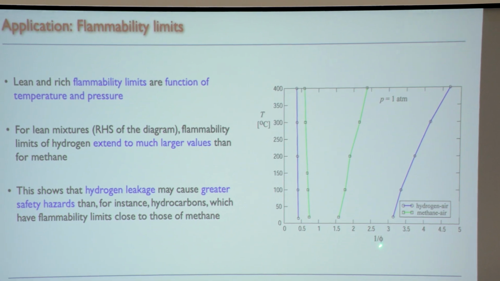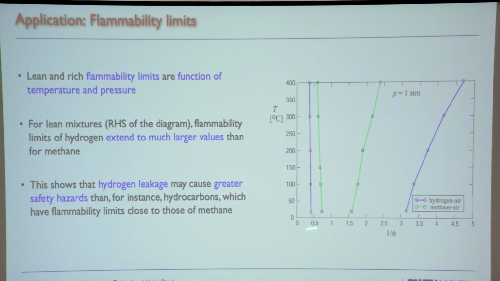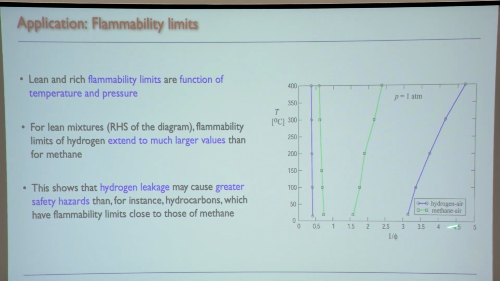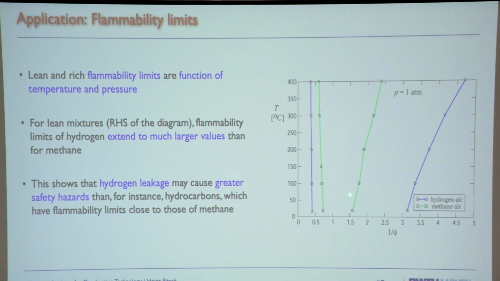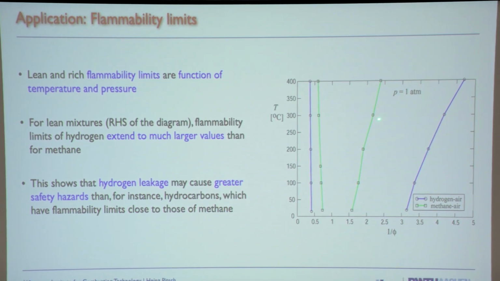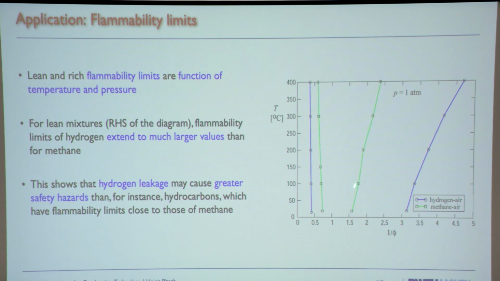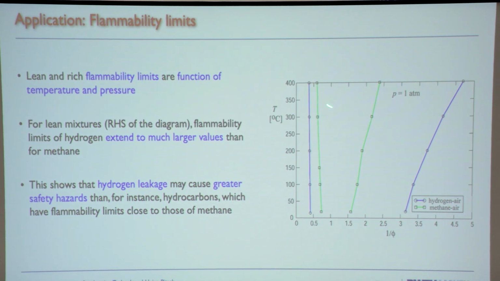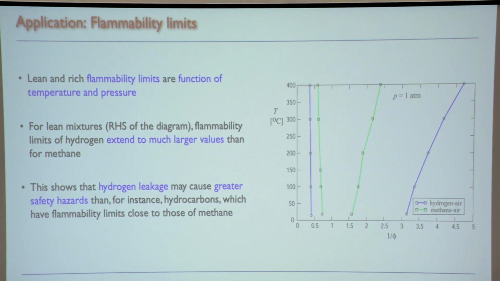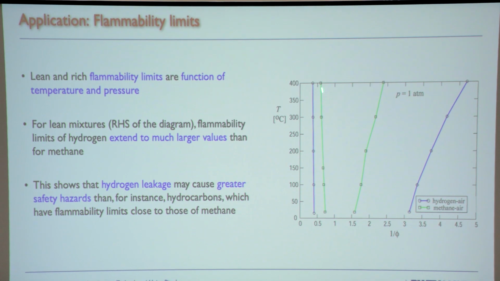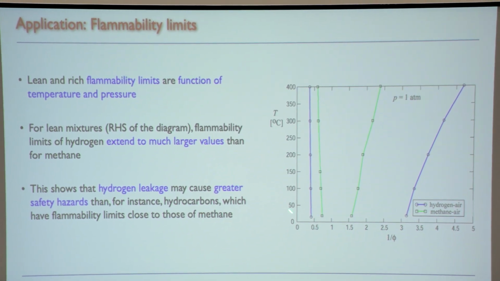But what you see here, and this is 1 over equivalence ratio, is that this here is rich, and this here is lean. And so this here is methane, and you see at higher temperatures. So this is the lean flammability limit, and this is the rich flammability limit. So you see at higher temperatures, these limits get wider and so on. I mean, it doesn't depend so much here on the temperature.